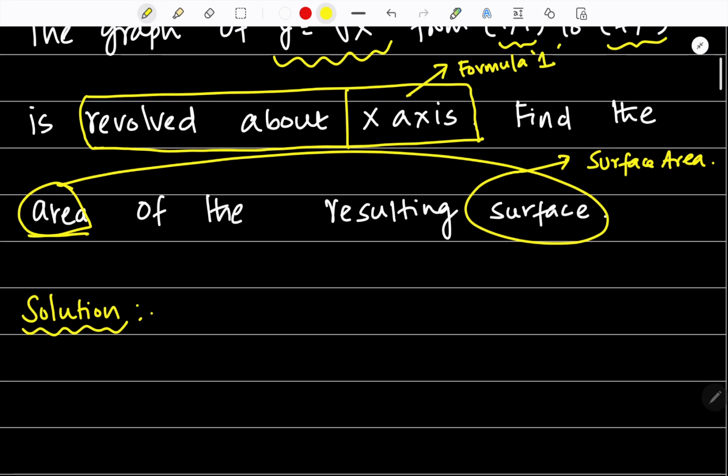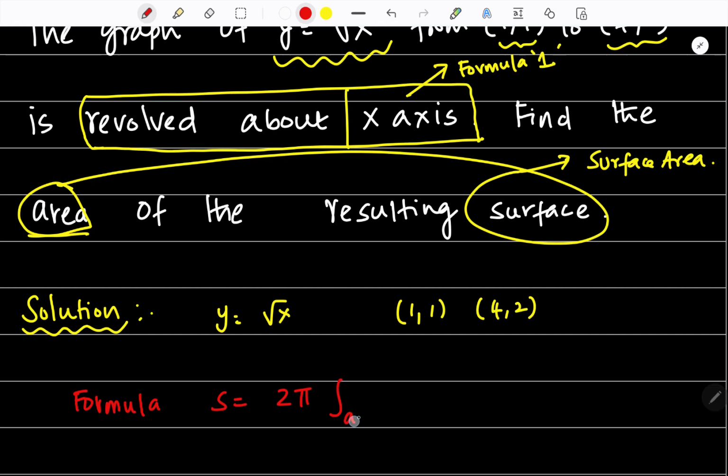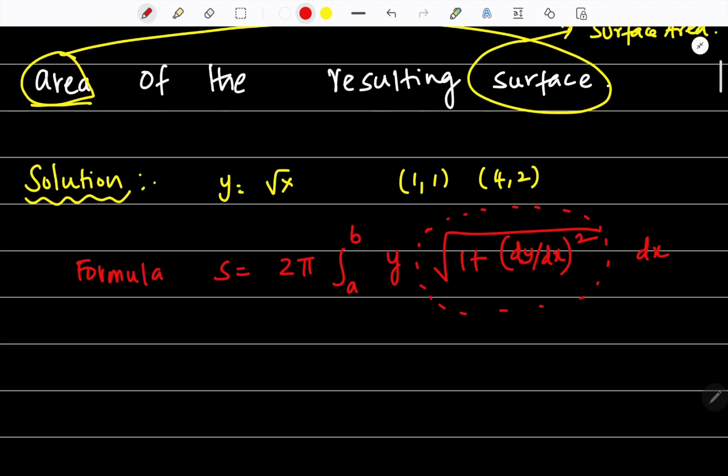So what is given? y equals square root of x, and the points given are 1 comma 1 to 4 comma 2. What is the formula? The formula for surface area is S equals 2 pi integral a to b of y times square root of 1 plus (dy/dx) the whole square, dx. Can you see this formula? This is similar to the arc length formula. So we want dy by dx, and then dy by dx the whole square.